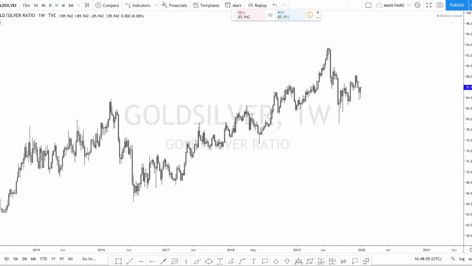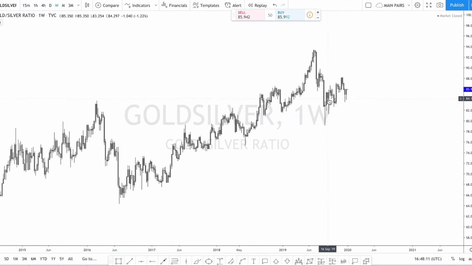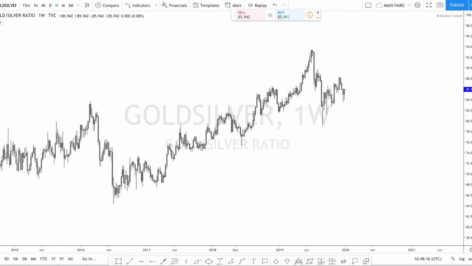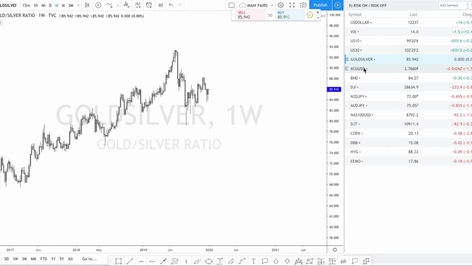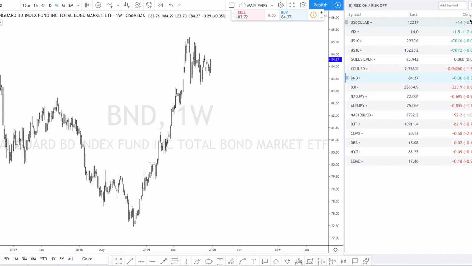So that's how I use this ratio with gold and silver. I do think you can see we're going to push higher, so that's letting me know we're going risk off. The next thing you can also use is this Vanguard.